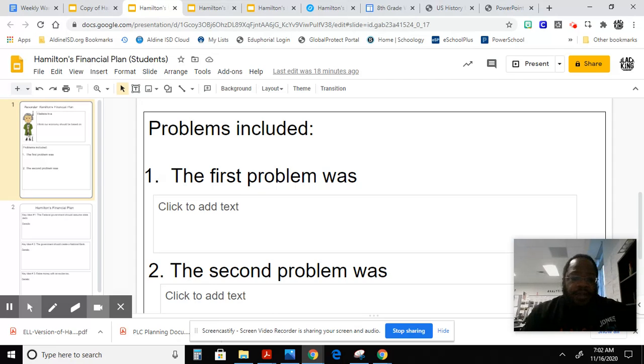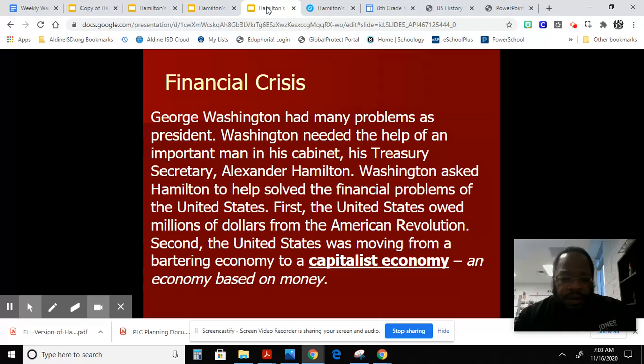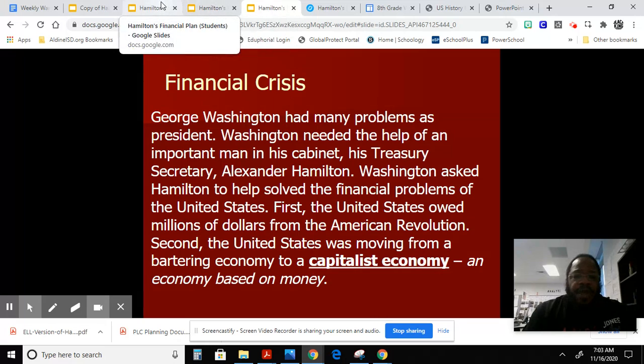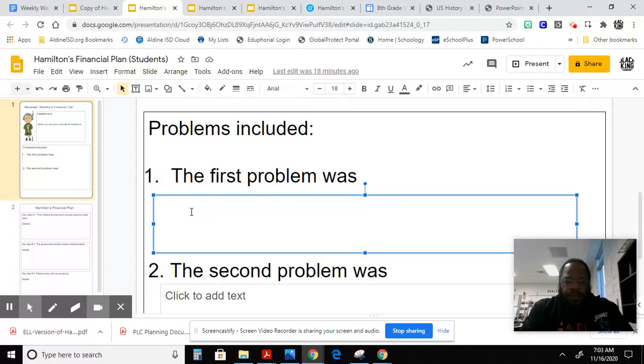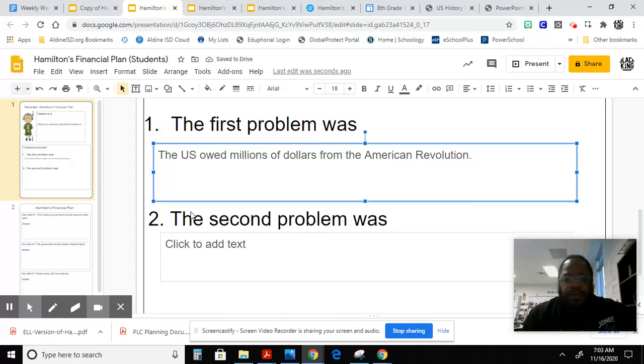Now we just read about the problems that occurred. So what was the first problem from the reading? It says first, the United States owed millions of dollars from the American Revolution. So let's go back to our doodle notes. We're going to type in that they owed millions of dollars from the American Revolution.